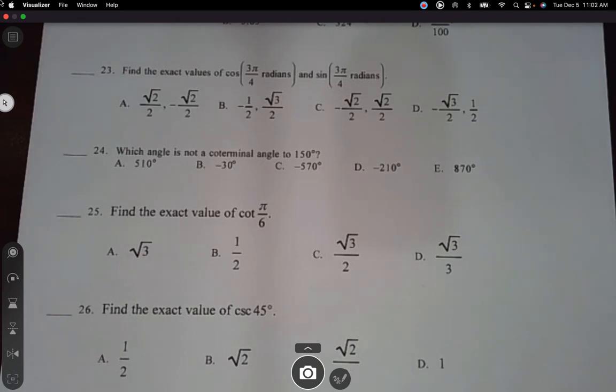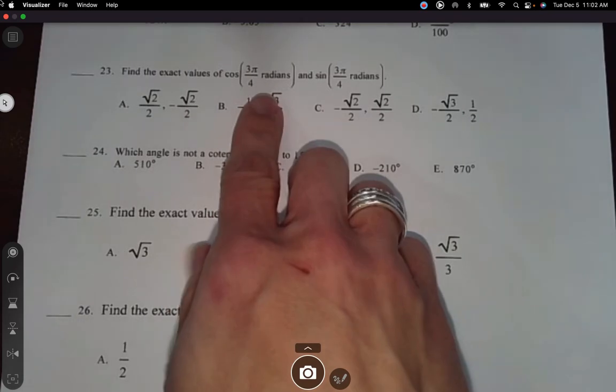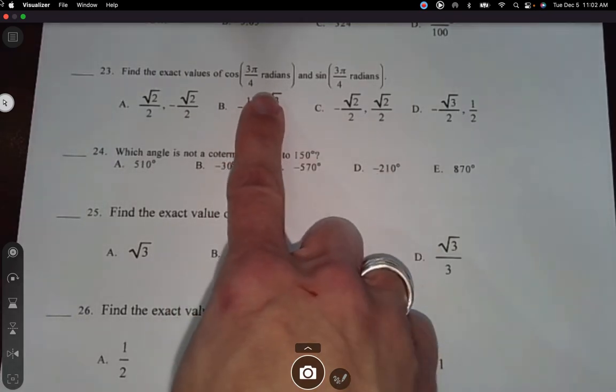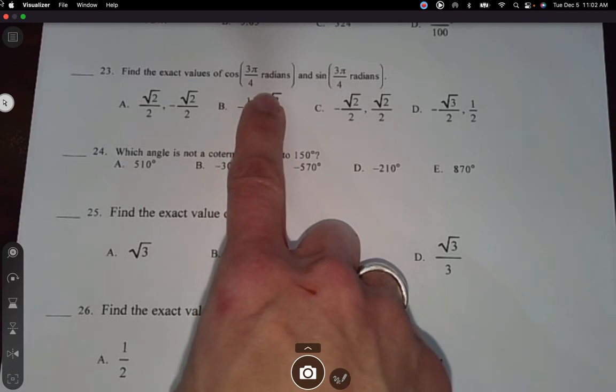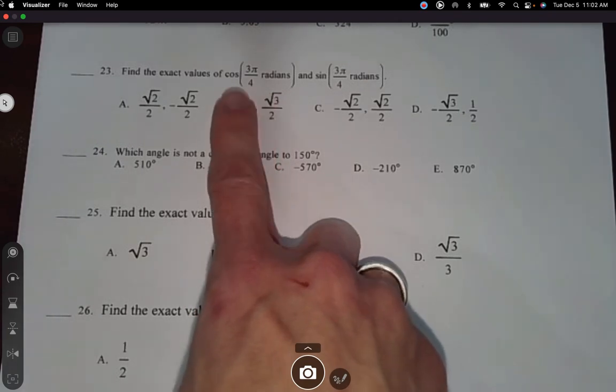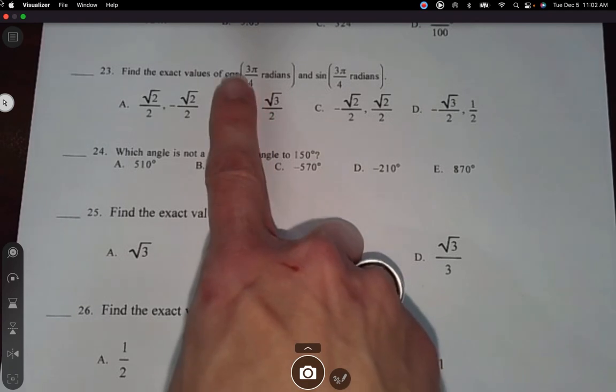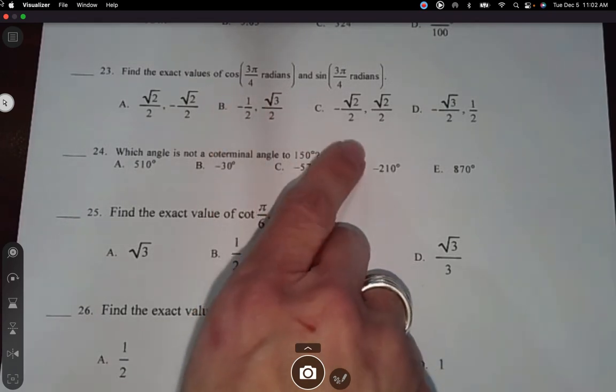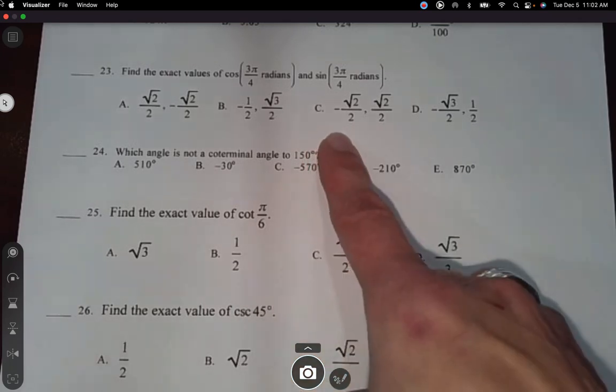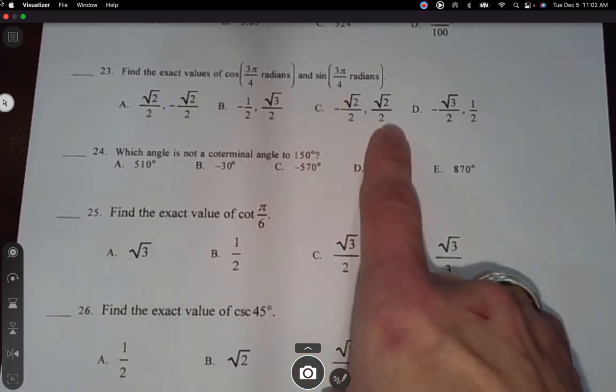So you get your table out, and I would use the table. I think it's easier than the unit circle, but either one is fine. You just go to 3 pi over 4 and look for the cosine value. That one goes first. So that's this one. And then you find the sine value on your table, and that's that one.